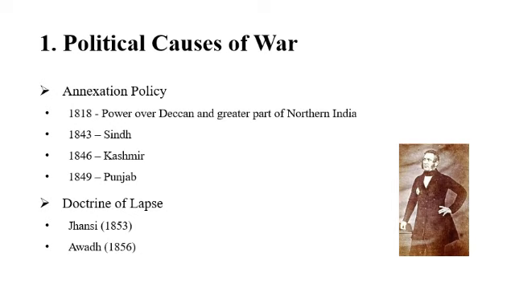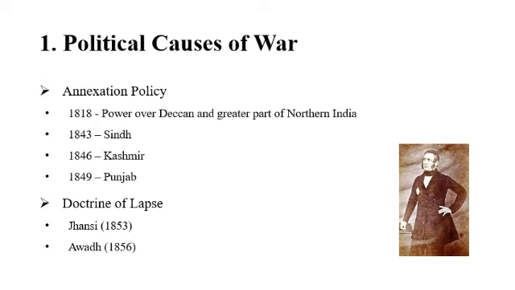Annexation means joining policy. The lands were kept joined as British dominion, as a land of the British. In 1818, the British got power over the Deccan and a greater part of North India. In 1843, Sindh was annexed. In 1846, Kashmir was annexed and later on it was sold by the British. In 1849, Punjab was at the threshold of annexation, and finally it was annexed in the same year.